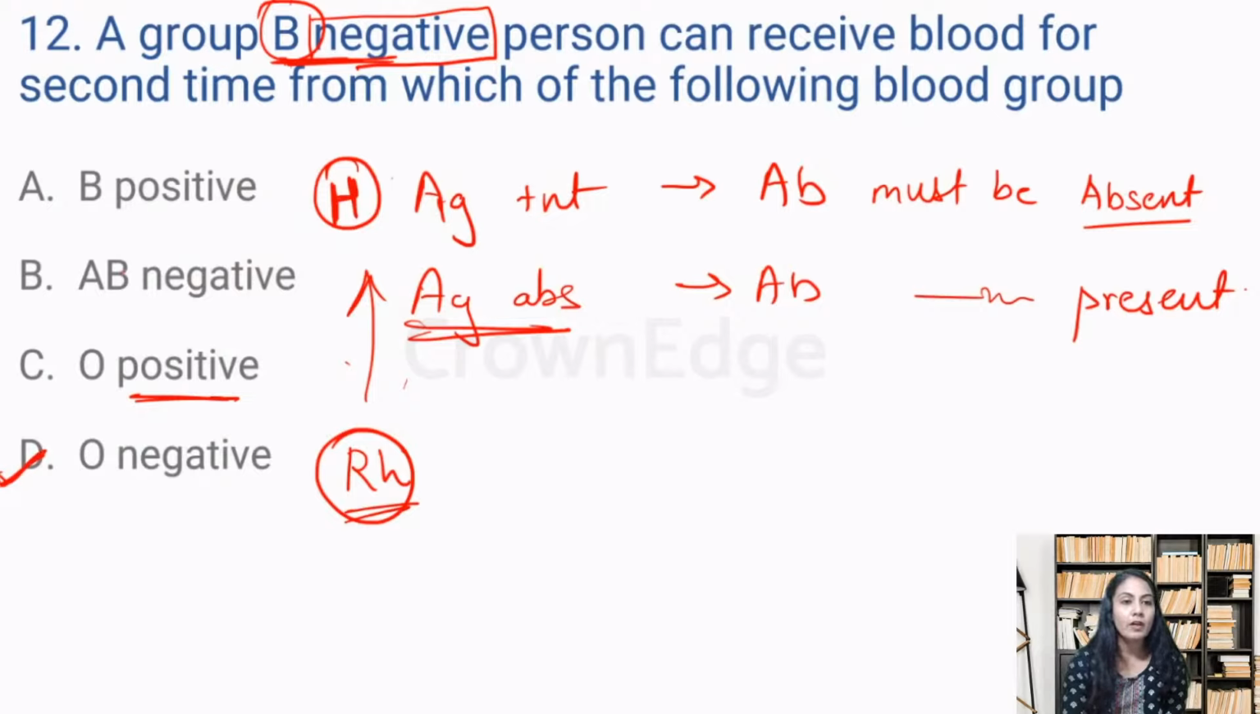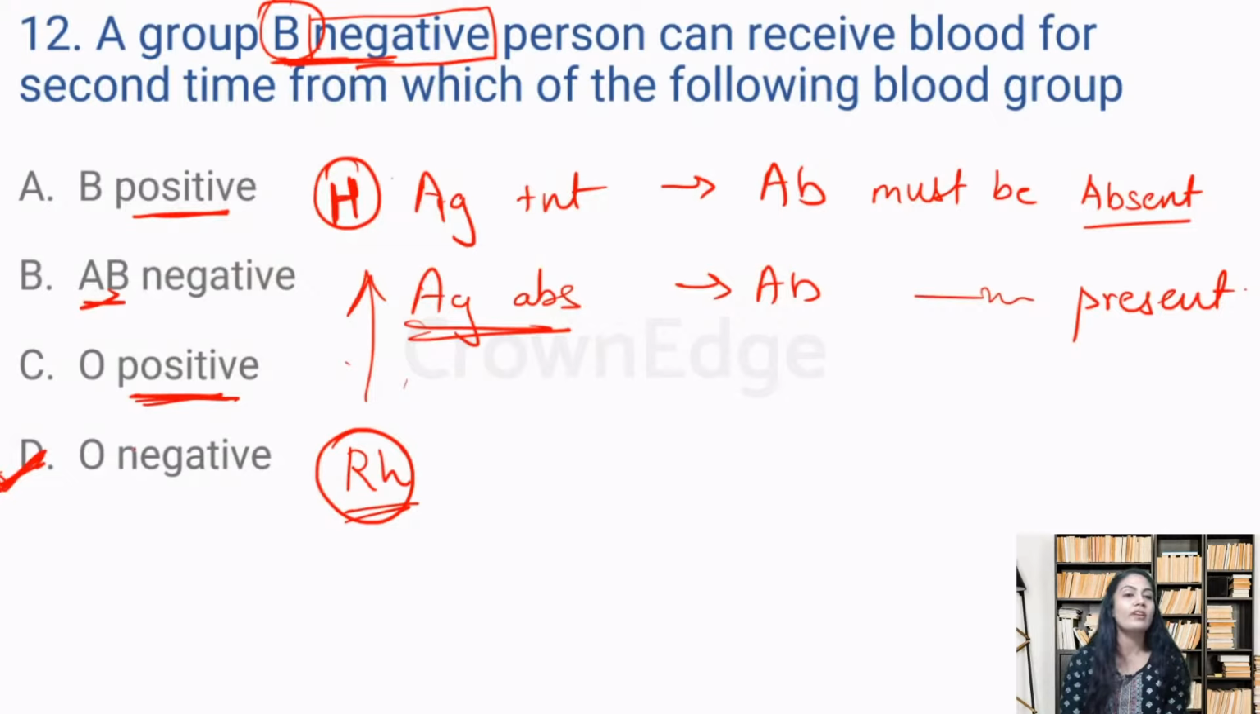Remember, if you give any of this blood, B positive, it is going to contain H antigen. Then O positive, it is going to contain the RH antigen, right, or H antigen. And if you give AB negative, it is itself containing the A as well as B antigen. Okay, so that is going to react to the blood of the recipient. Okay, and that's why we can only and only give O negative.